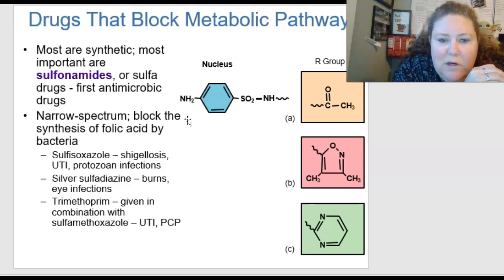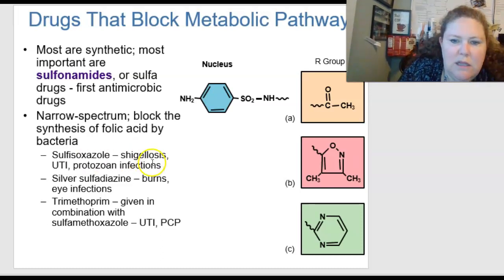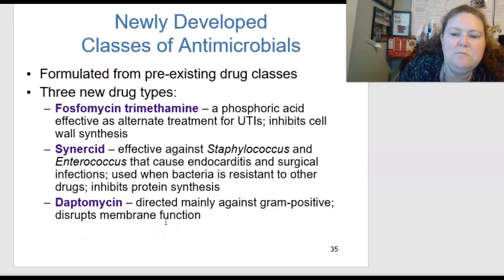So you have your sulfazoles, and this would be used to treat UTIs, protozoan infections, etc. You have your sulfadiazines, and these would be for burns and eye infections. Then you also have your trimethoprims, and this would be given in combination with the sulfas for UTIs and PCP.